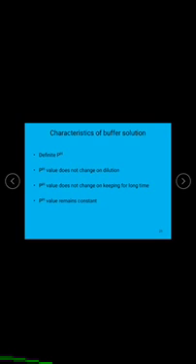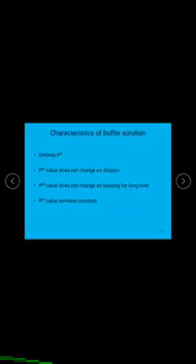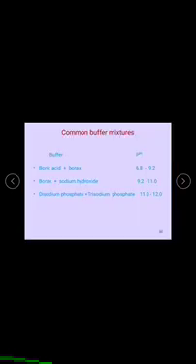It maintains a definite pH. The pH value does not change on dilution. The pH value does not change on keeping for a long time. The value remains constant. By this we can define a buffer solution: a solution which can resist the change in its pH value by the addition of a small amount of strong acid or strong base is called a buffer solution.